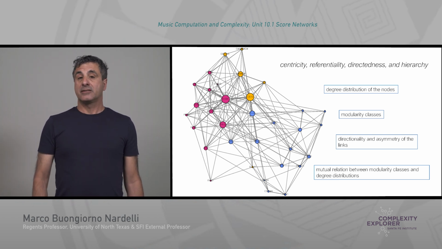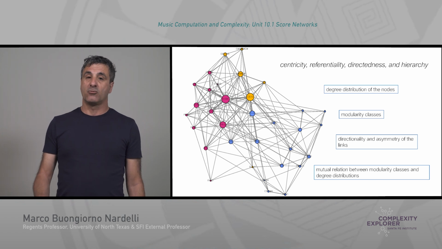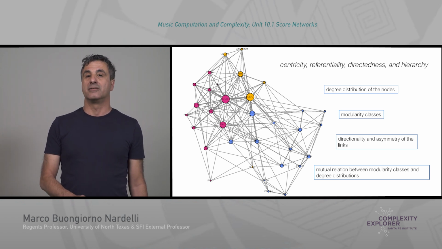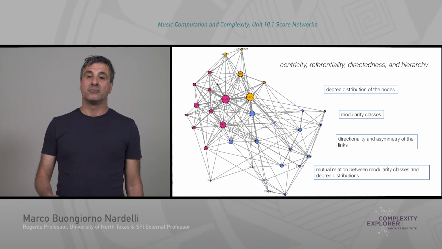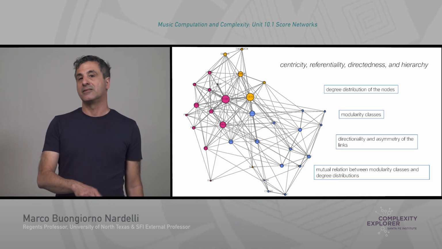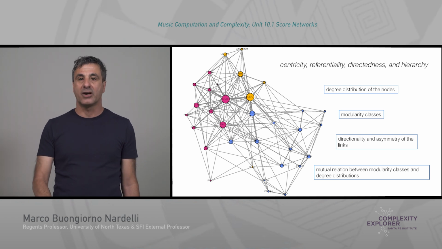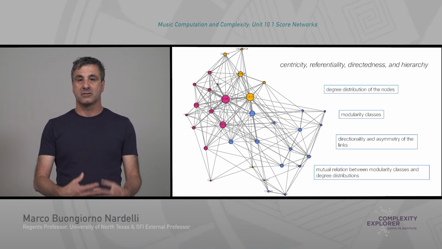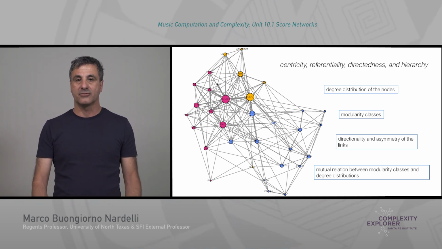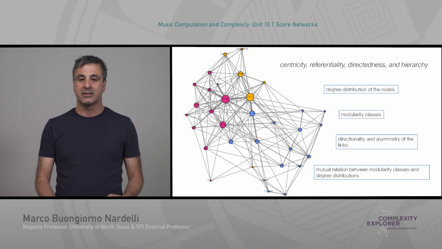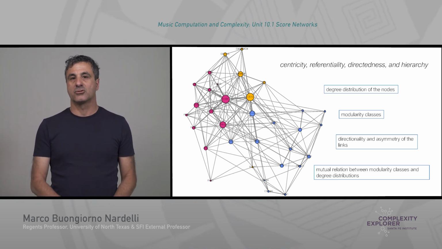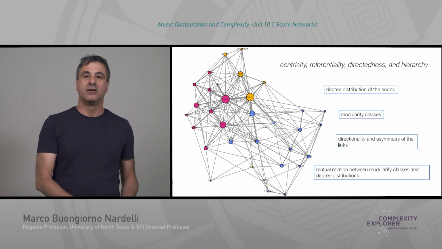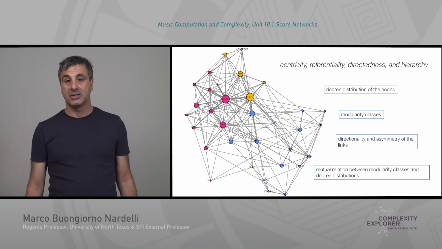The network is directed, as I was saying before. There is a progression from one chord to the next, but not necessarily reversible. It's more likely that you go from one chord to another than from this other chord back to the previous one. So you have this directedness property. And there is a hierarchy. Linked to referentiality, there is a hierarchy, a relationship between modularity classes, so community structure or chords that belong to the same regions, and the general structure of the network.